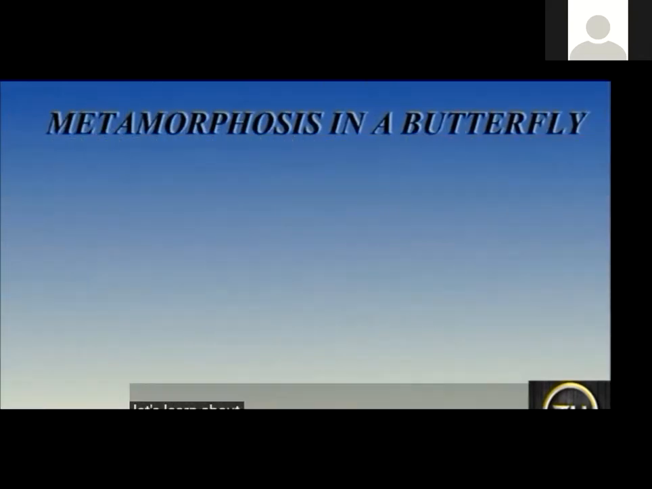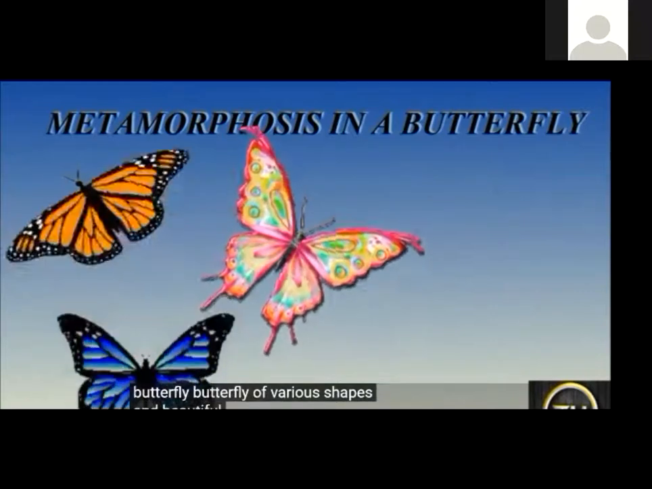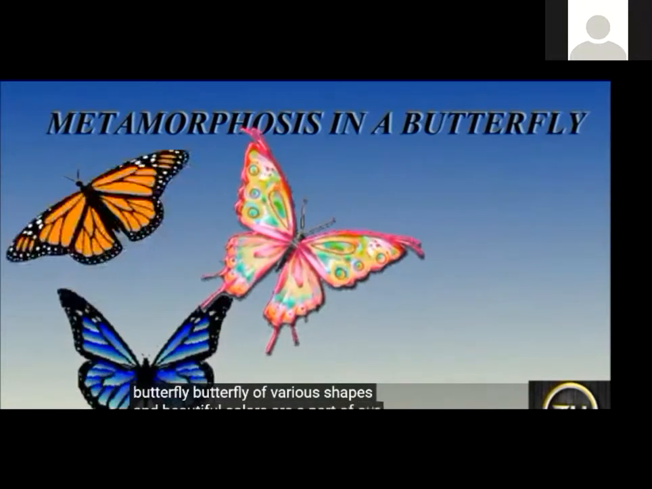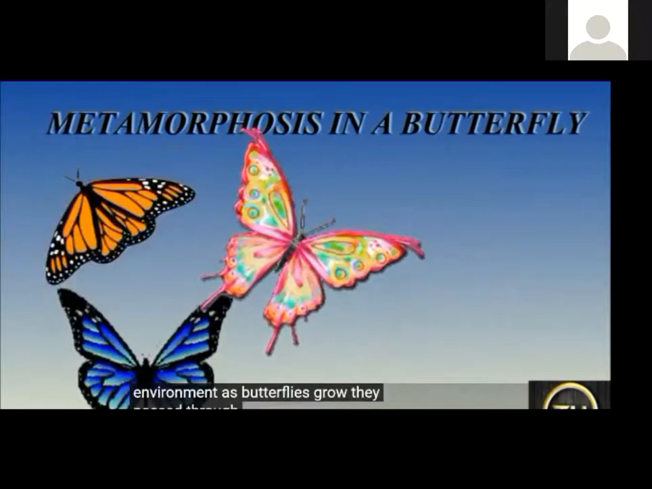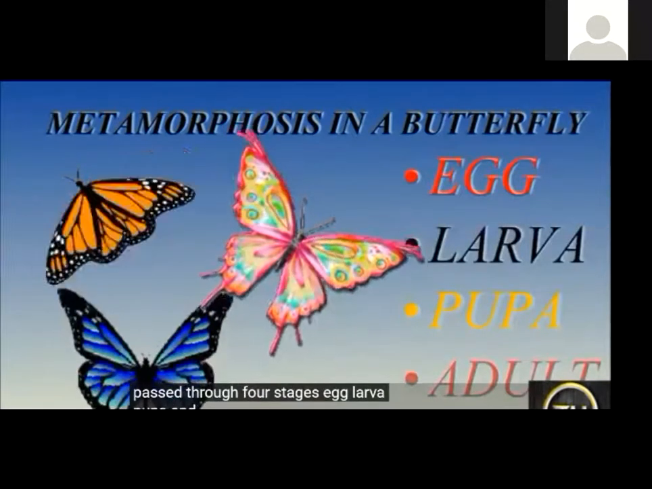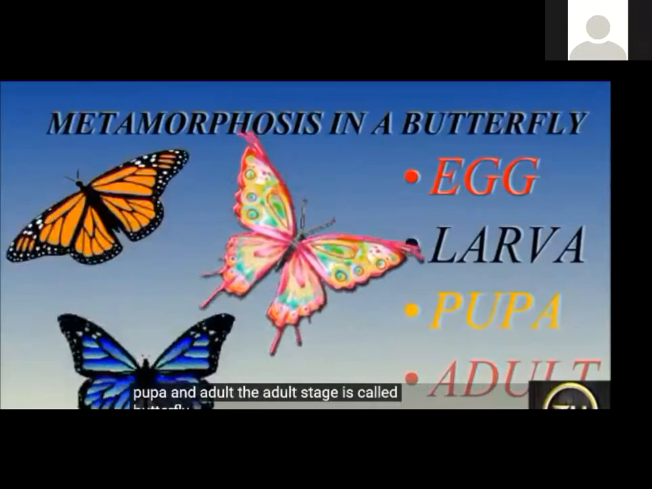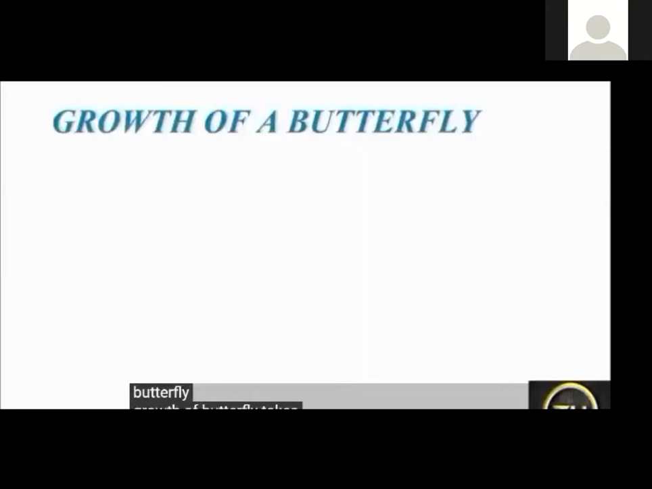Let's learn about metamorphosis in a butterfly. Butterflies of various shapes and beautiful colors are a part of our environment. As butterflies grow, they pass through 4 stages: egg, larva, pupa, and adult. The adult stage is called butterfly.